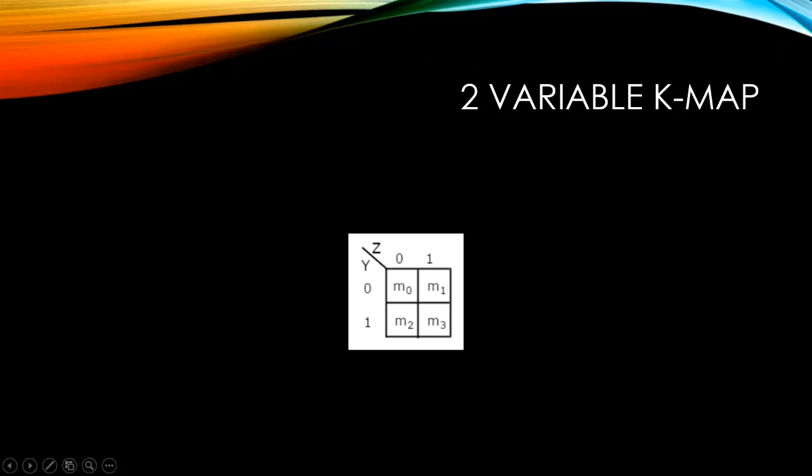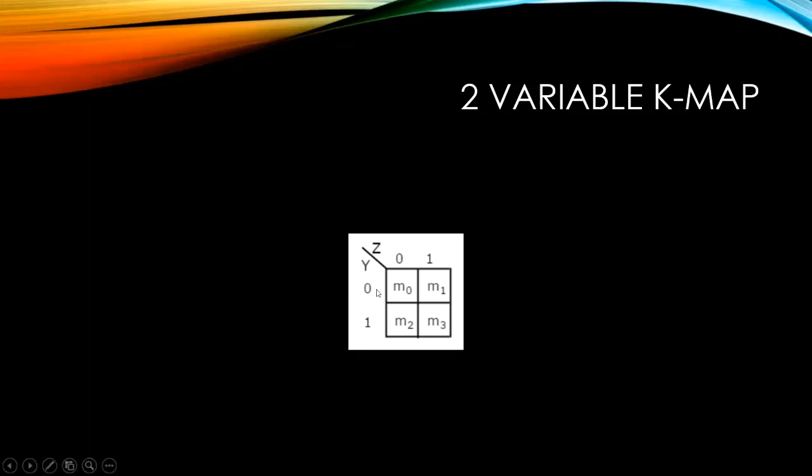Each row will represent the possible value of Y, and each column will represent the possible value of Z. So in this example, the first row means Y is equal to 0, while the second row means Y is equal to 1, while the first column represents Z equal to 0 and Z equal to 1 for the second column. So how are we going to determine how to plot the output of 1 or the output of 0?